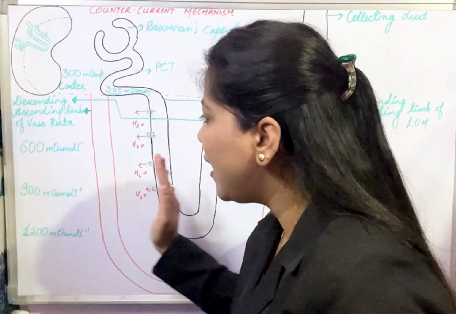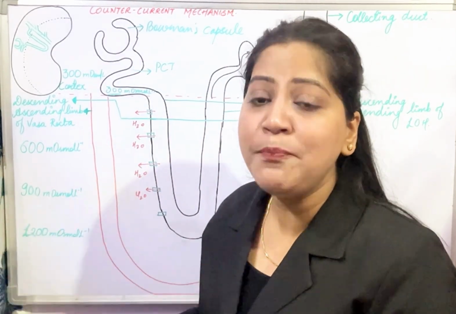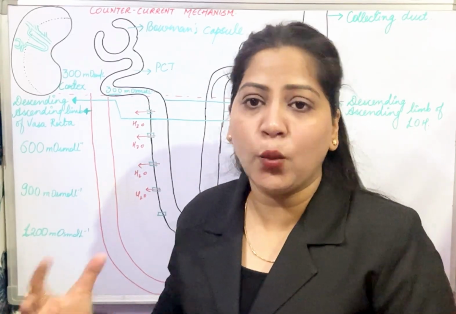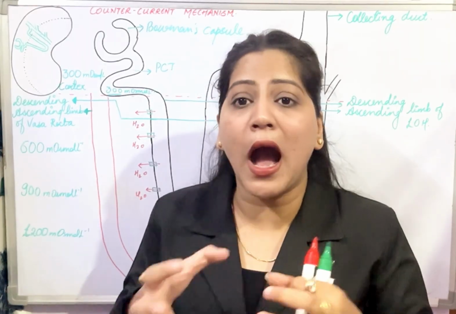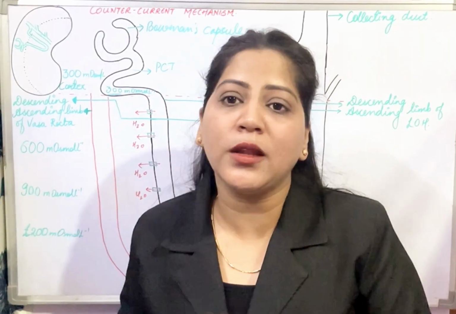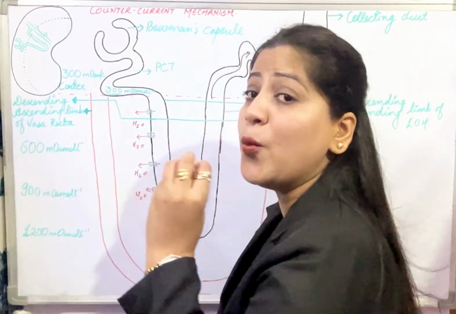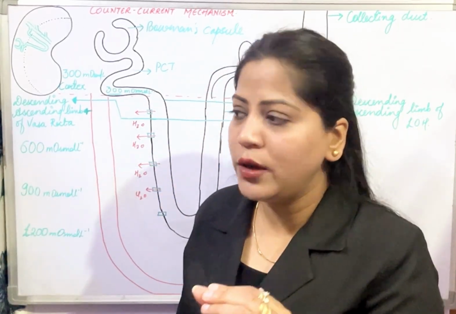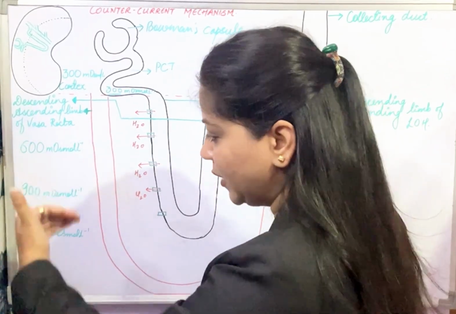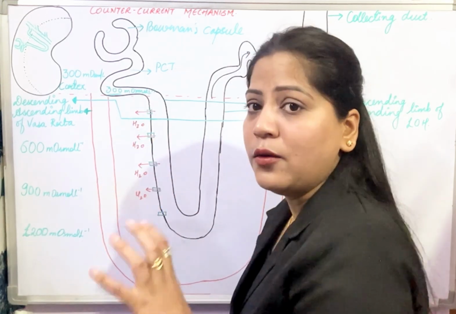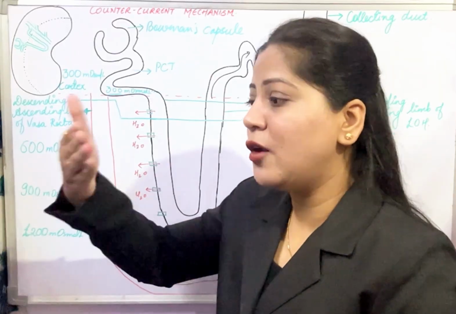As the filtrate moves down in the medullary region, in the descending loop of Henle, more and more water will move out into the interstitial fluid along the water concentration gradient. Water moves from the region of higher concentration to the region where the water concentration is low. As you can see, the water concentration is very low in the interstitial fluid, where the osmolarity goes very high as you move down, and here the water is higher in concentration.